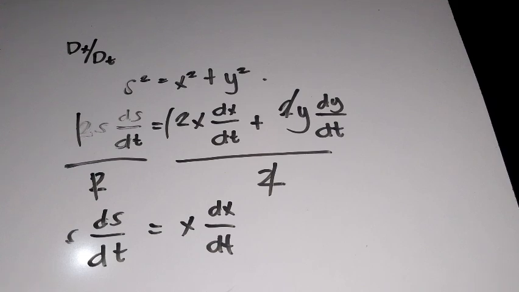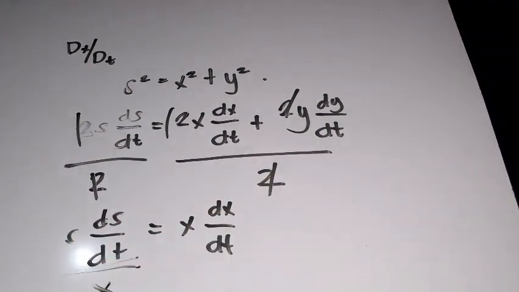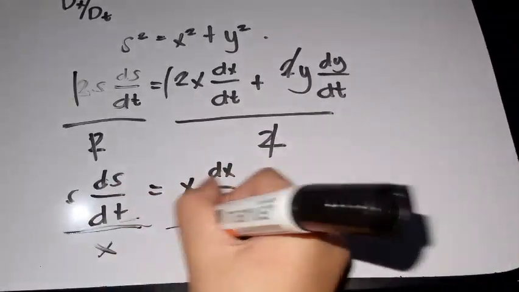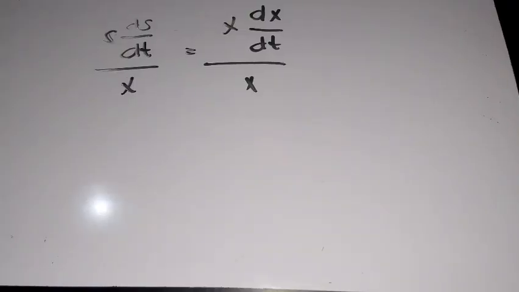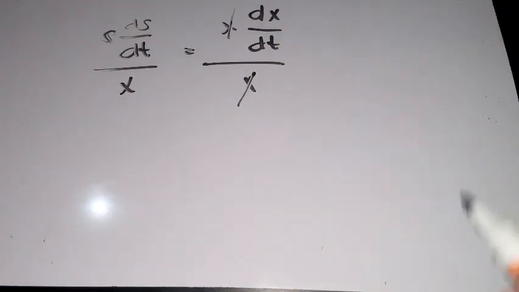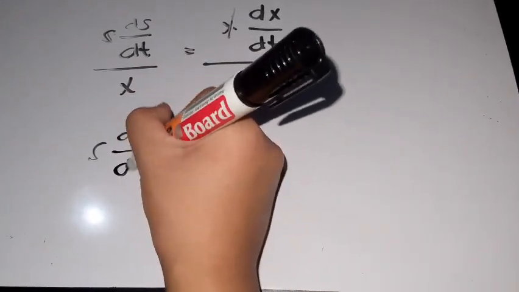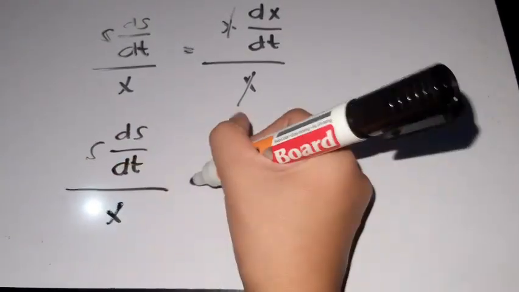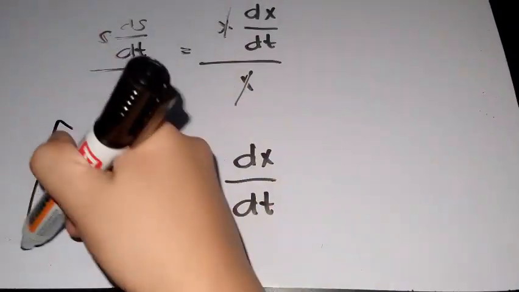And since we are solving for dx/dt, we have to divide both sides by x so that we can cancel x. So divide both sides by x, and cancel x. To make it clear, divide both sides by x. So we are left with s ds/dt over x. This is now our dx/dt.